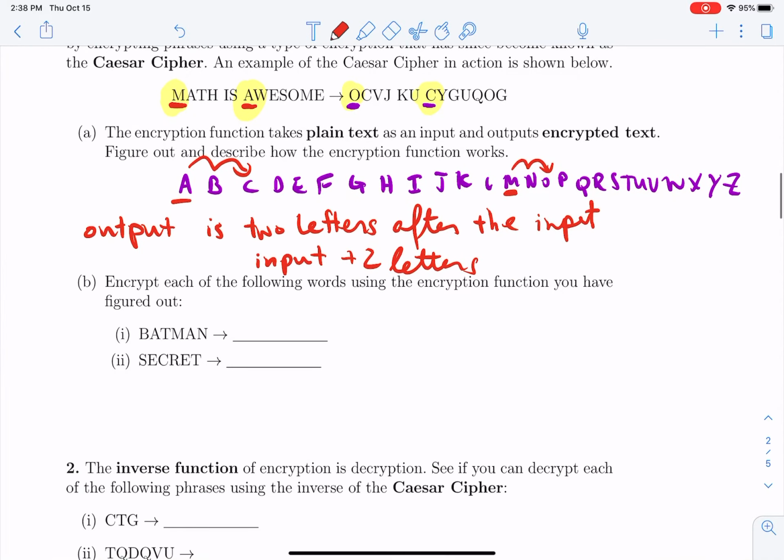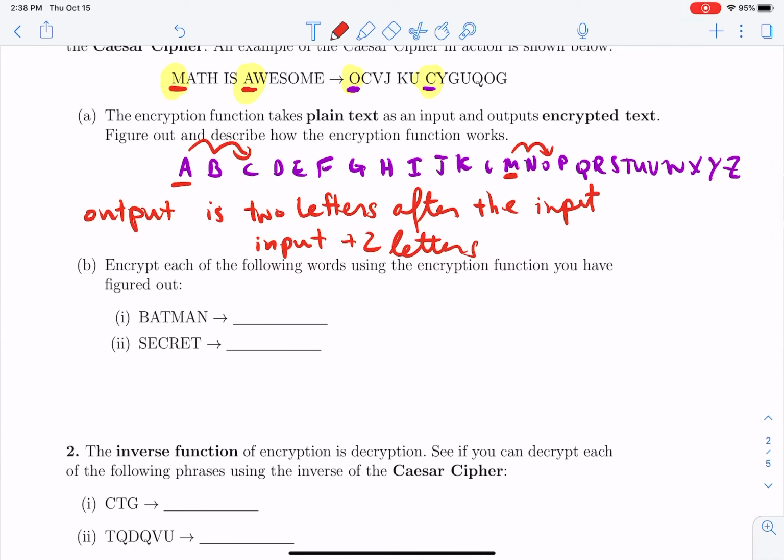All right, so if we were to encrypt each of these then, Batman. If I start with B, I go down 2 letters, I would have D. If I start with A, I go down 2 letters, I'd be at C. If I start at T and go 2 letters, V. M, we already know, outputs an O. A outputs a C. And N outputs a P.